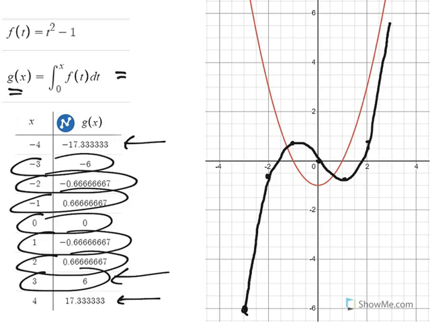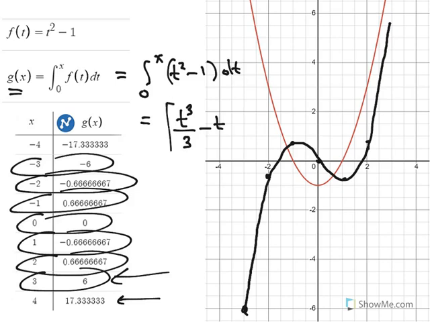defined. It is defined to be the definite integral from 0 to x of f of t with respect to t, and we happen to know the rule for f of t. So we need to use the first fundamental theorem of calculus to find an antiderivative of the integrand and evaluate at the upper and lower limits of integration, and we get g of x is in fact a cubic function.